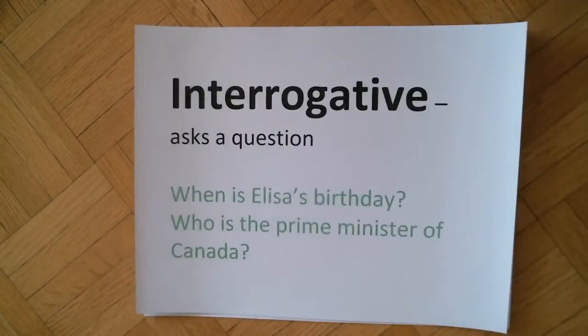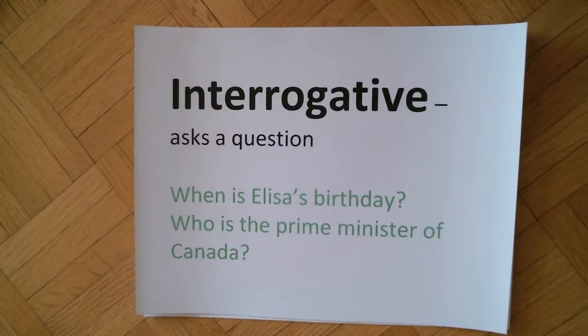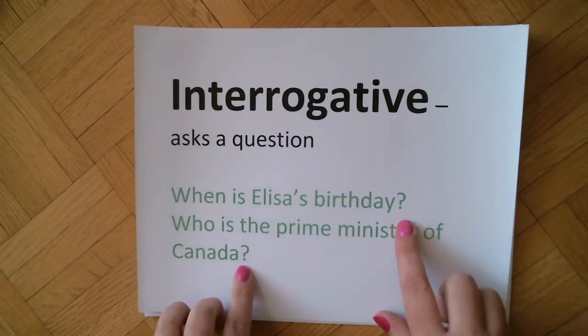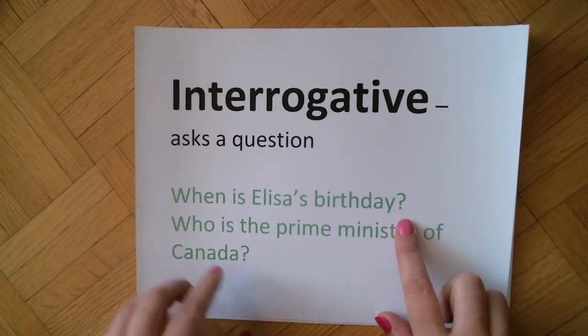So an interrogative sentence is a question. If you want to think about a way to remember that, police interrogate witnesses or interrogate particularly their suspects, not necessarily witnesses. And when they interrogate, they're asking questions. So for example, when is Elisa's birthday? Who's the Prime Minister of Canada? Notice that an interrogative sentence will always end with a question mark. That makes it very easy to find.